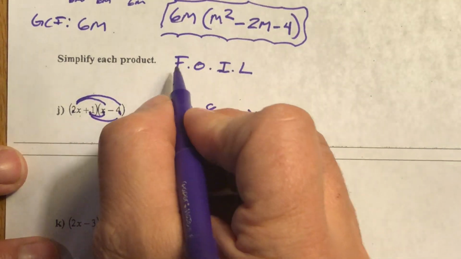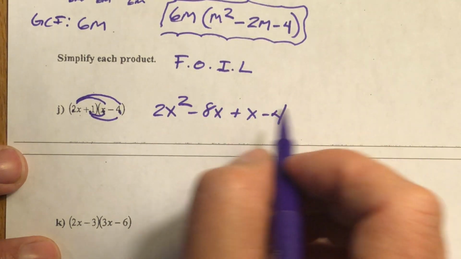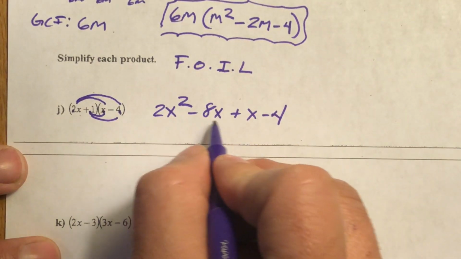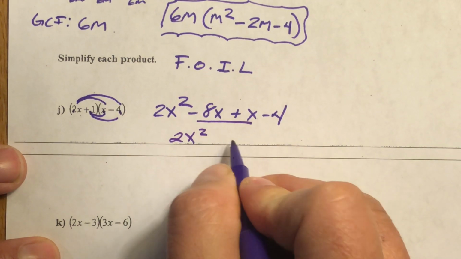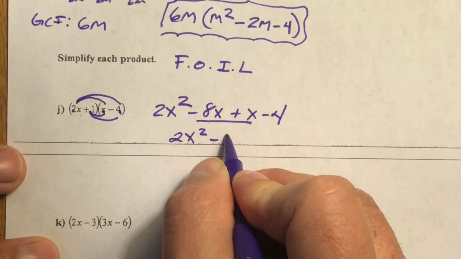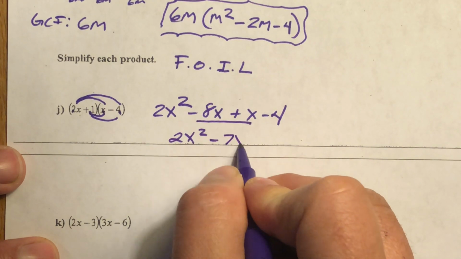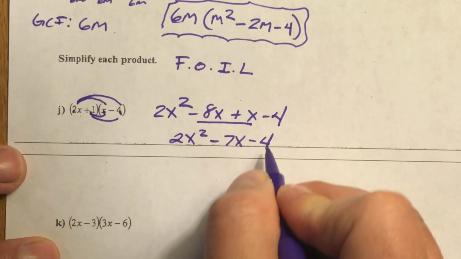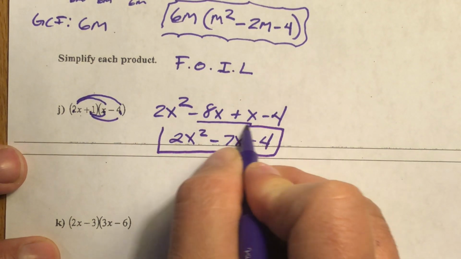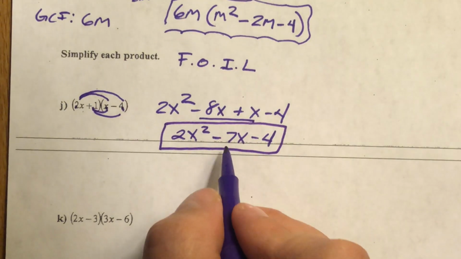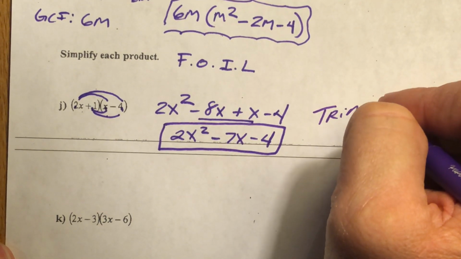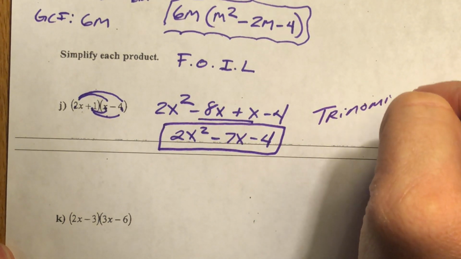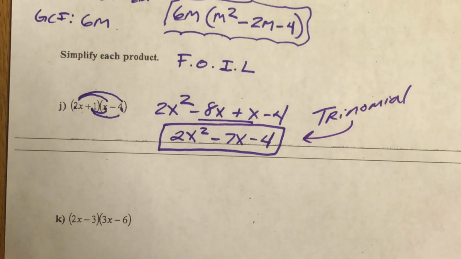So if you have a hard time remembering, you can remember FOIL. Now, a lot of the times when we multiply binomials, these two middle terms are going to be alike. So I can add those together. I'm going to get negative 7x and then the minus 4. So there's my answer after I multiplied those together. That's the product of those two binomials. Notice, when you multiply two binomials, we get a trinomial.